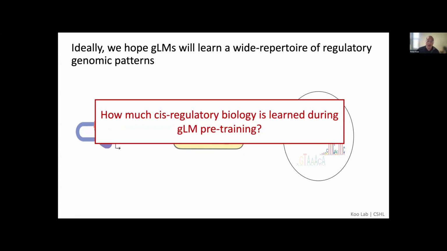However, this is only a hypothesis. We don't actually know how much regulatory knowledge gLMs are actually learning during their pre-training. Are they learning the biological features that matter, or are they simply providing a better initialization for fine-tuning? This leads us to our central question: how much foundational regulatory information is being learned during the pre-training?